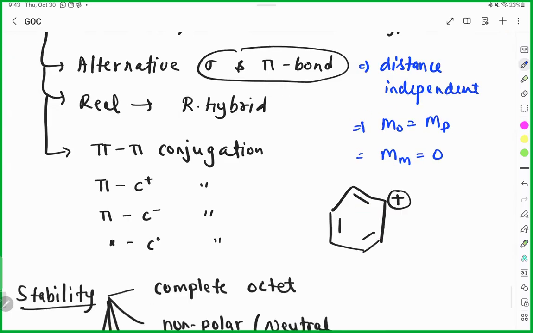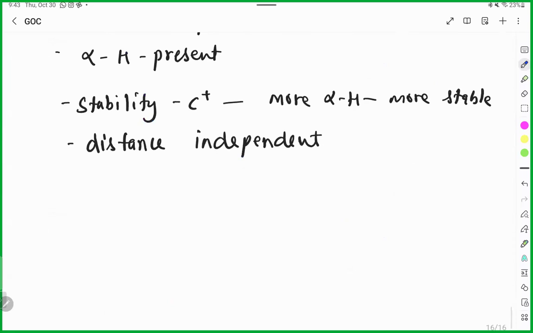Correct? Hyperconjugation effect is stronger than inductive effect, but weaker than the resonance effect. Correct? Any doubt?